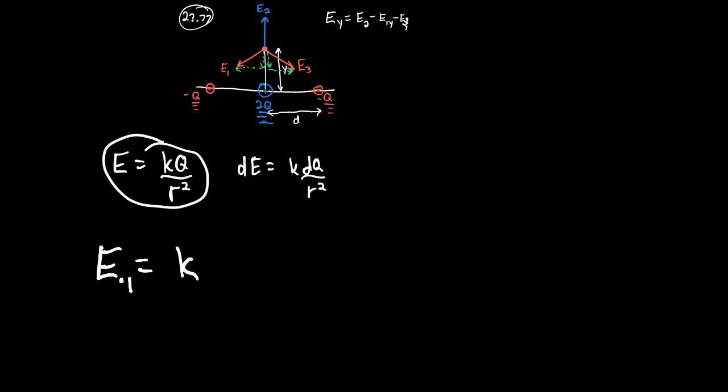Let's do E2 first. E2 is the easiest. E2 goes straight up, right? So that's going to be K times the charge that creates the electric field. How big is the charge that's creating that blue line? 2Q. So that's K times 2Q divided by R squared. That's the distance. How far is it from 2Q up to the point of interest? Y. So this is K times 2Q over Y squared.